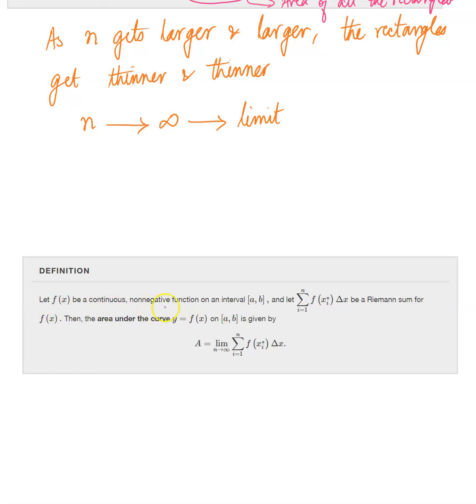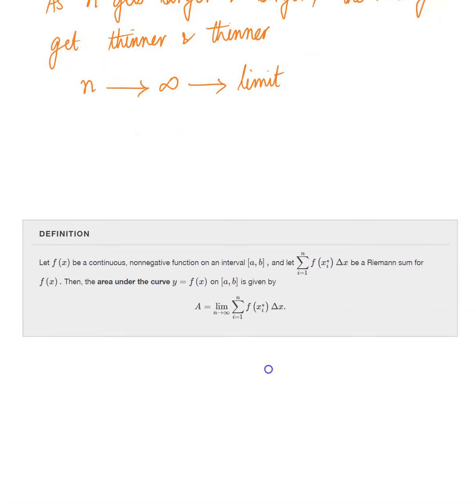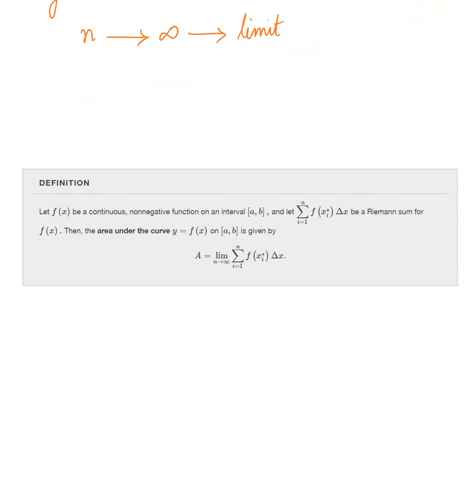So then this leads us to the definition here, where it says, let f of x be a continuous non-negative function on an interval ab, and let the summation i from 1 to n of f of x_i star delta x be a Riemann sum for f of x. We just saw that. Then the area under the curve y equals f of x is given by A equals the limit of the summation of f of x_i star times delta x. Okay, this is really in a nutshell, so I just feel like I should explain this a little bit more.